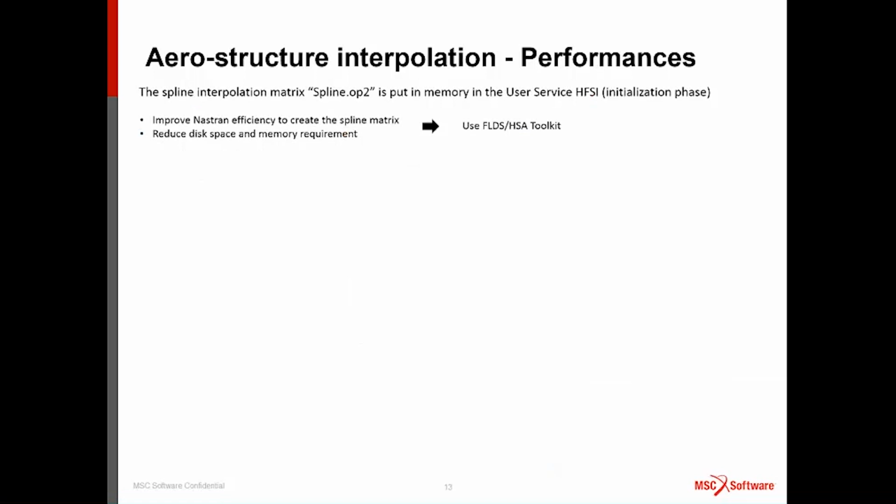In terms of performances, remember that I said the spline interpolation method is put in memory in the user service in the Nastran model at the initialization phase. First of all, we have to create it as fast as possible, so we have to improve the efficiency of Nastran in order to create it, and we have to reduce the space needed to store this spline. And this is the reason why we use FlyLoads and the HSA tool.